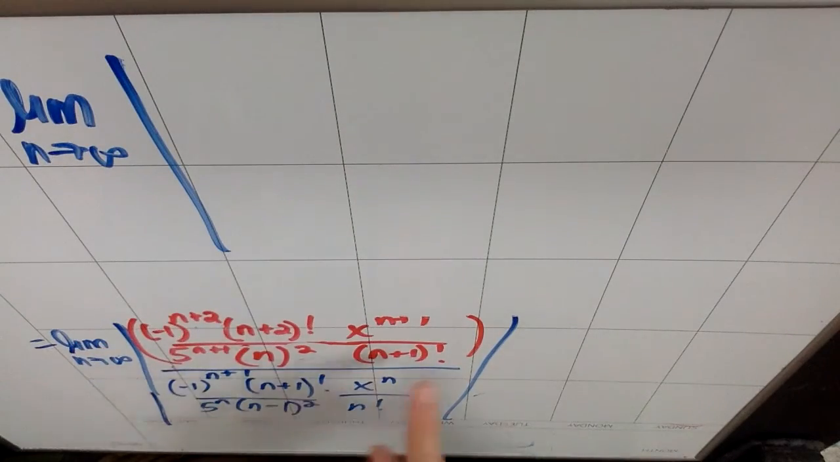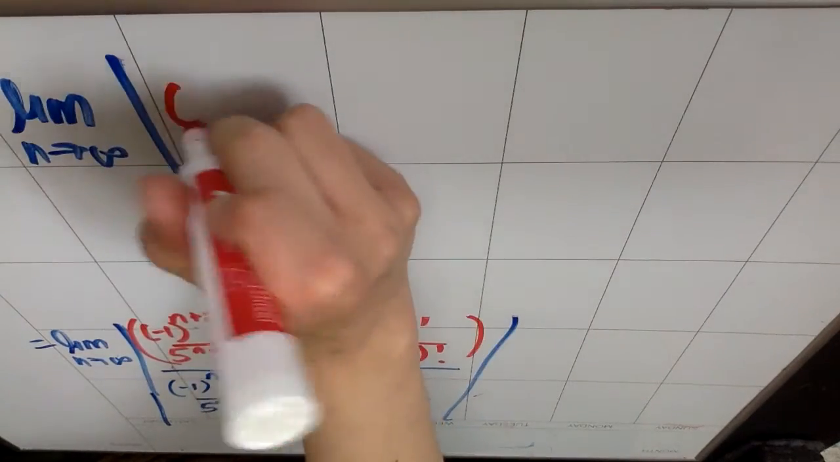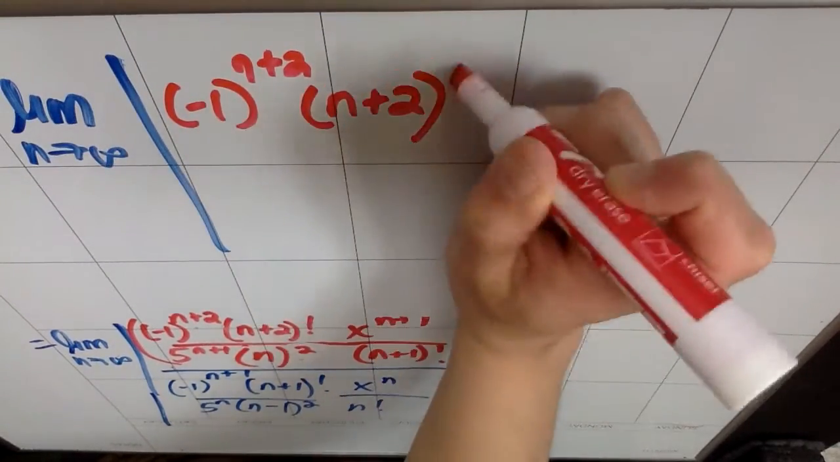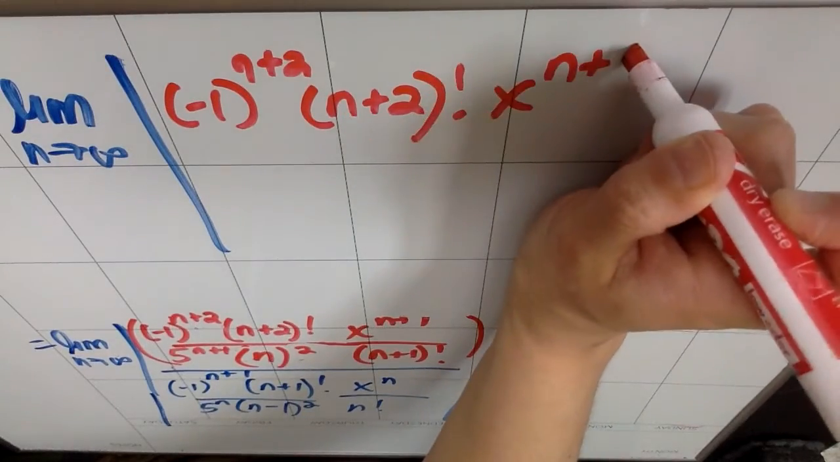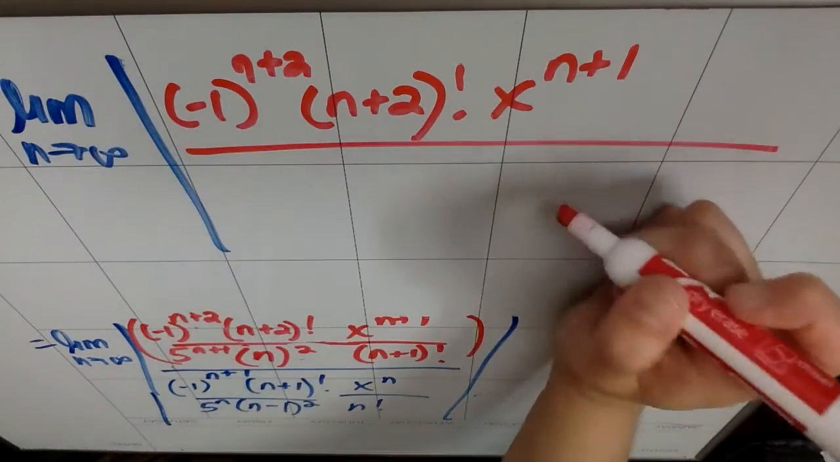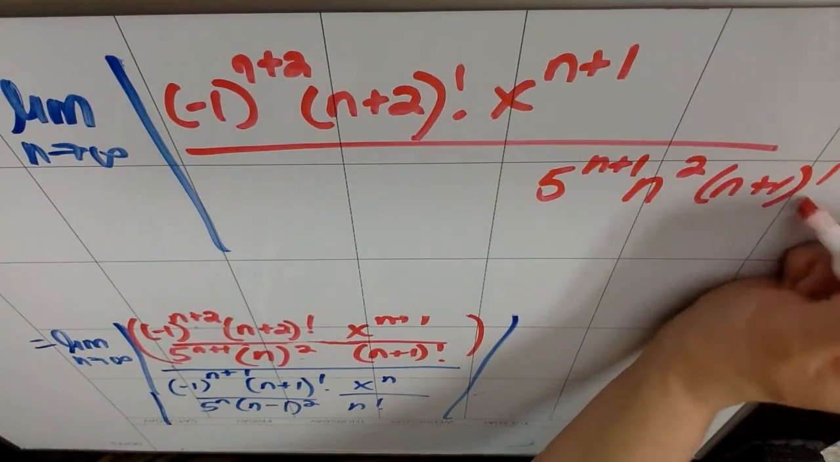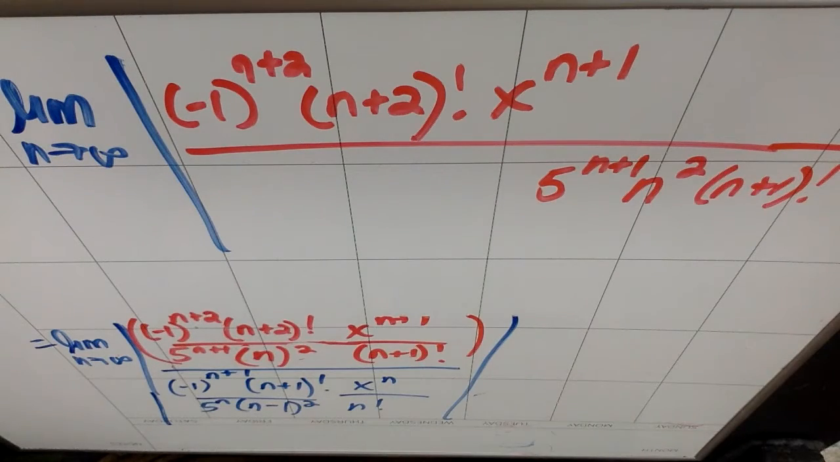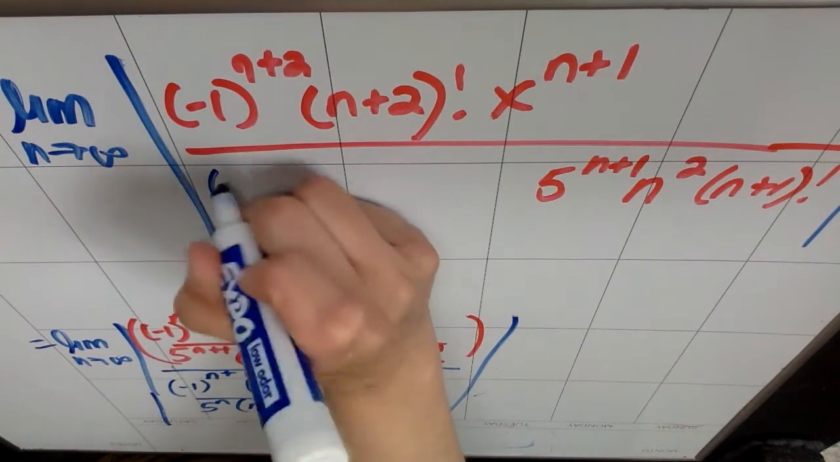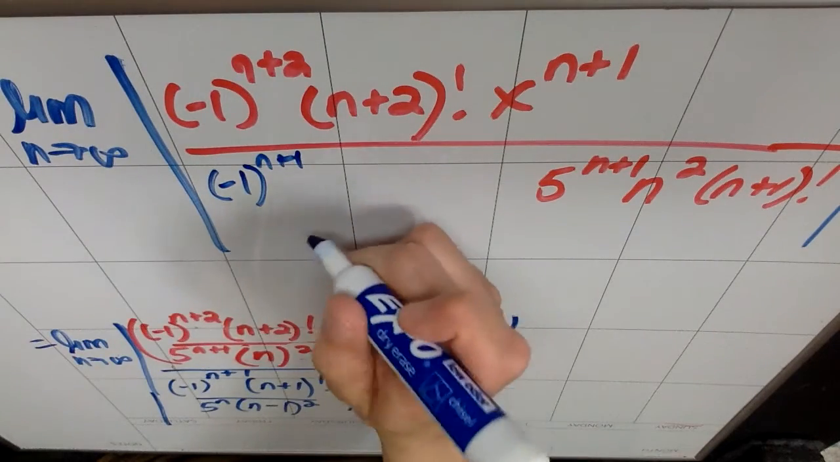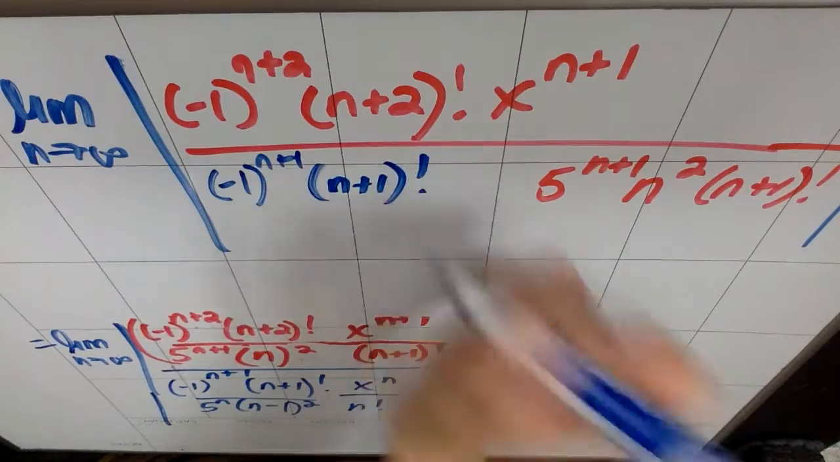okay, so here's the deal. Anybody in red stays on the floor they're on. So the negative 1 to the n plus 2 is going to stay here. The n plus 2 quantity factorial and the x to the n plus 1 is going to stay on this floor. And similarly, the 5 to the n plus 1, the n squared, and the n plus 1 factorial are all going to stay on the same floor they're on, which is the bottom. But anybody in the blue part of the fraction is going to flip floors because I'm dividing by a fraction, so I multiply by the reciprocal. So it's not an accident that this negative 1 to the n plus 1 ends up on the bottom floor and is right below the negative 1 to the n plus 2. I have an n plus 1 factorial here.